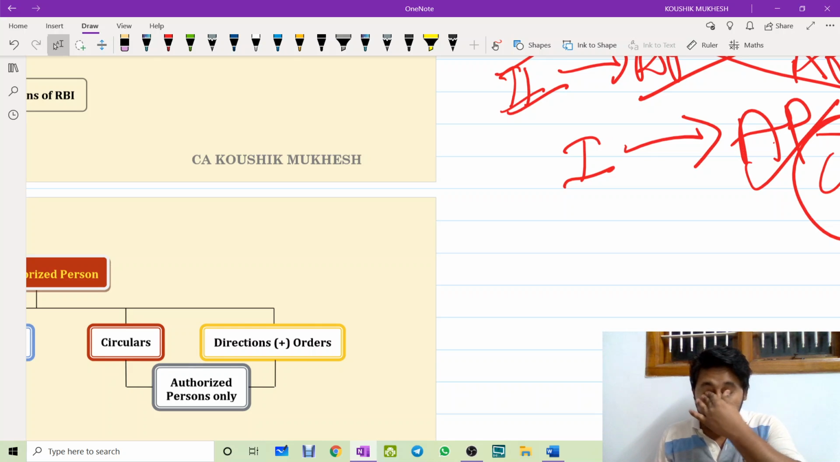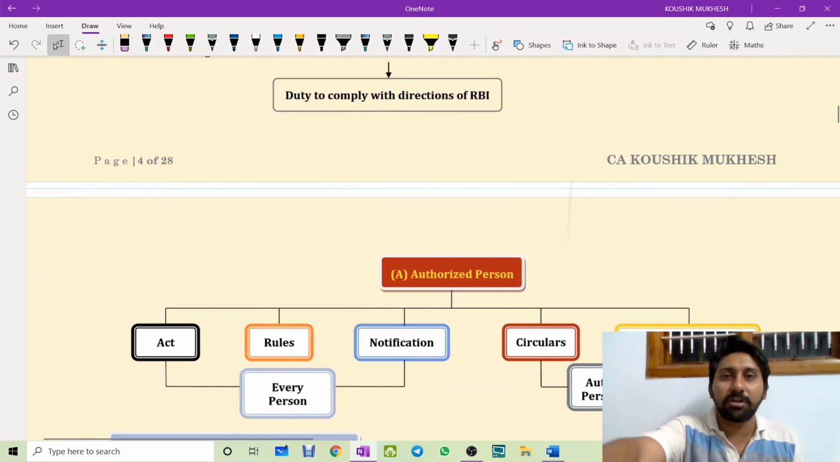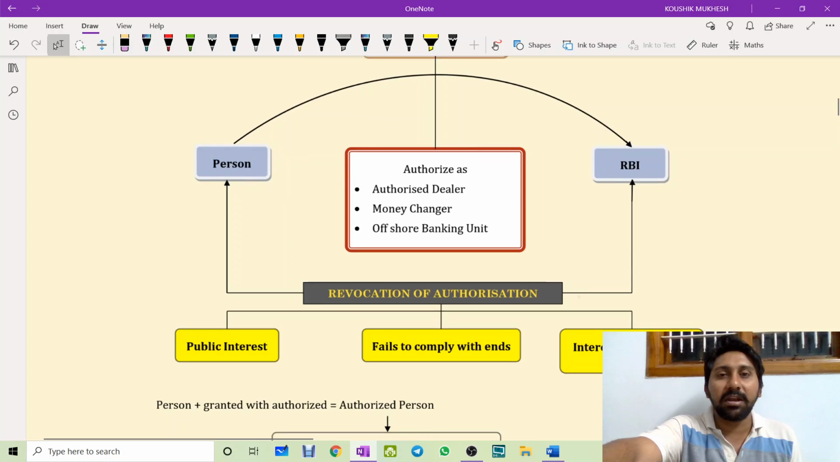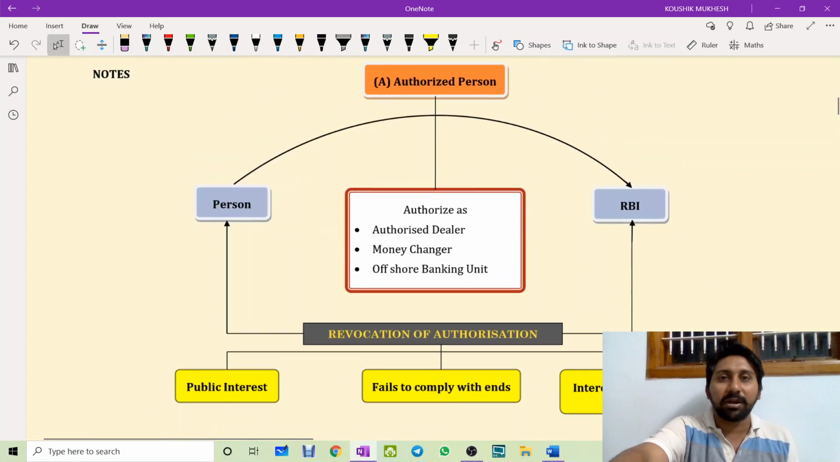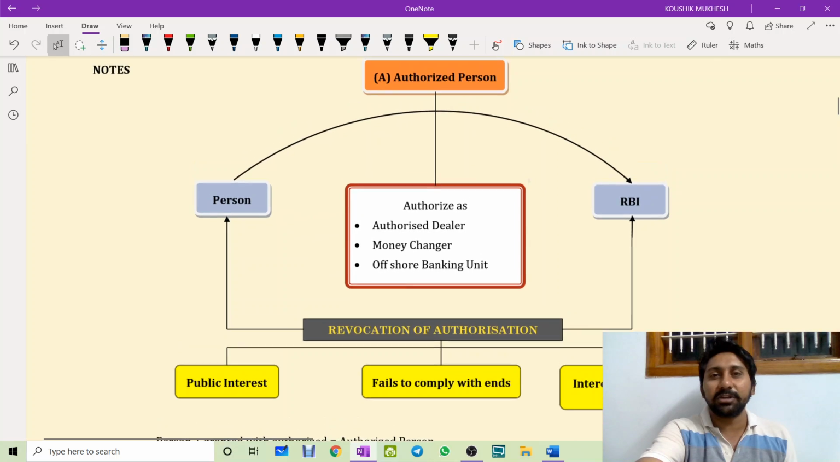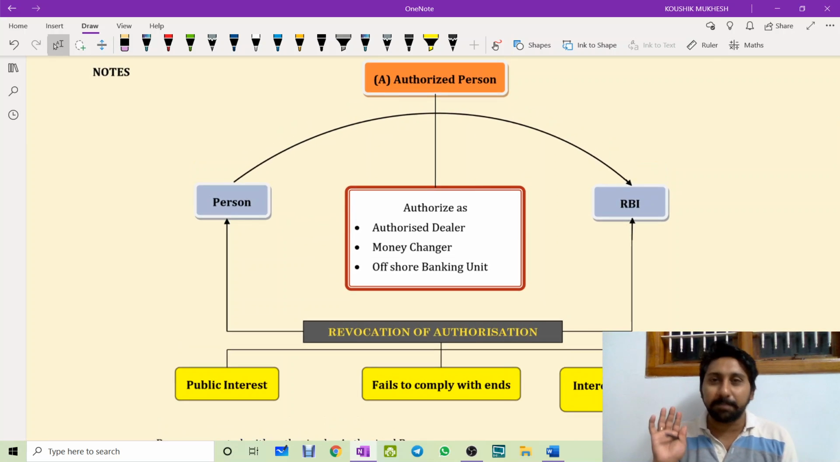They are completely different. Authorized persons are agents to you or to RBI. To RBI, they are not agents to the importers and exporters. So now we are going to deal with authorized persons. Whenever you want to buy foreign currency or sell foreign currency, that buying and selling should be done through an authorized person.